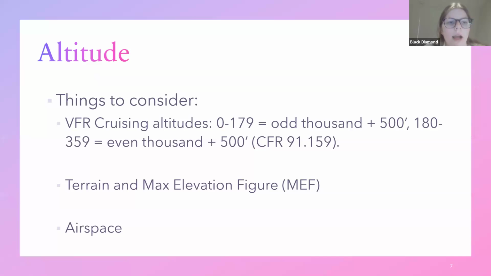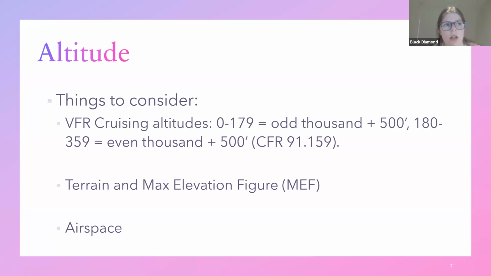Next, we're going to move on to our altitude. Whenever you're considering an altitude, some things to consider are your VFR cruising altitudes. Remember, 0 to 179 degrees magnetic is an odd thousand plus 500, and a 180 to 359 degree magnetic heading is an even thousand plus 500. That is from FAR 91.159, the federal regulation.